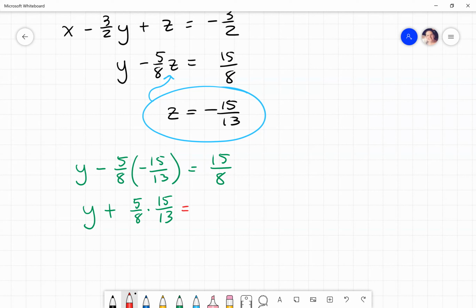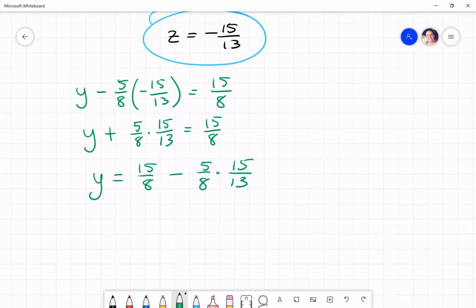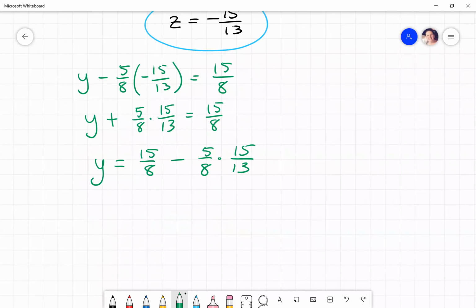Watch, I'll show you. Oops, don't want to write with red. So that has to be equal to 15 eighths, which means that y is equal to 15 eighths minus 5 eighths times 15 thirteenths. So now we need a common denominator. And now you can see the reason why I wanted to leave it like this is because I can see that the left-hand fraction has an 8 in the denominator. The right-hand fraction already has an 8 and a 13. So this one needs a 13.